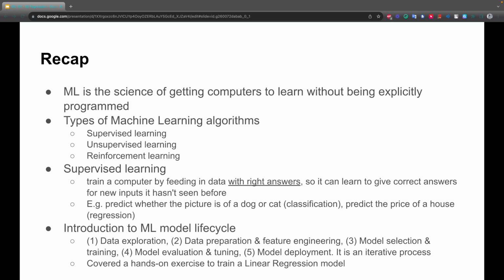Quick recap of what we have learned so far. We discussed how machine learning differs from traditional programming, as in machine learning, we expect computers to learn without being explicitly programmed. We also got introduced to supervised learning, where the training data contains both input features and the labels to predict. Finally, we did a hands-on exercise to train a linear regression model. That helped us get a feel for the different stages in a machine learning model's lifecycle.